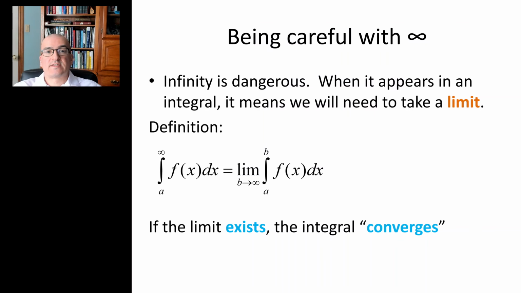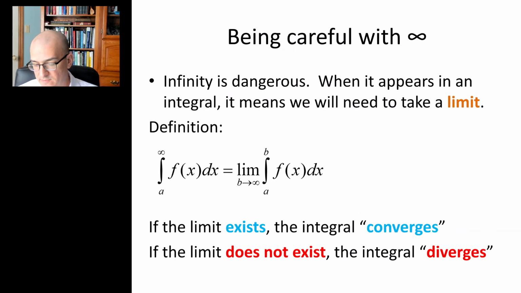If this limit exists, so if a number comes out of this limiting process, then the language that we would use is we would say that this integral converges, and it converges to that number that comes out. However, if when we take the limit the number does not exist, say we get infinity, or we get a division by 0, or we get some other problem, then we would say that the limit, or that the integral diverges. And I'll tell you what that means in terms of area with some examples.